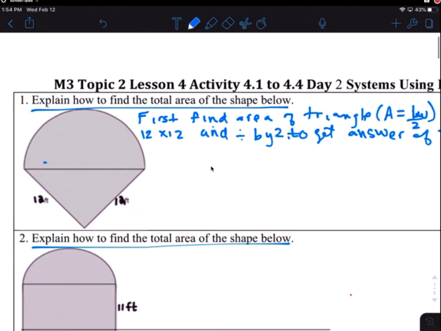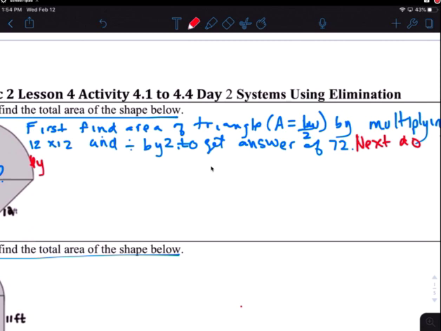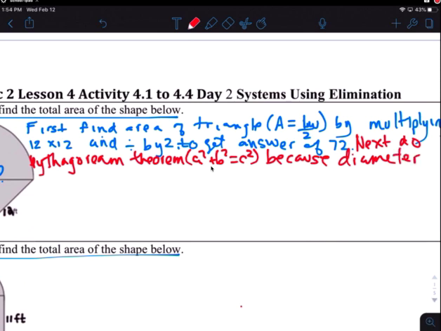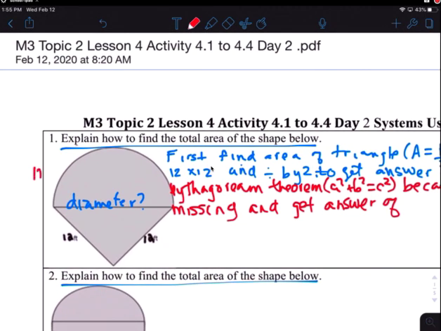Next, we need to do the Pythagorean theorem because the diameter is missing. There's no diameter. So you do 12 squared plus 12 squared equals diameter squared. 144 plus 144 equals diameter squared, 288. And we need to find the square root of 288.